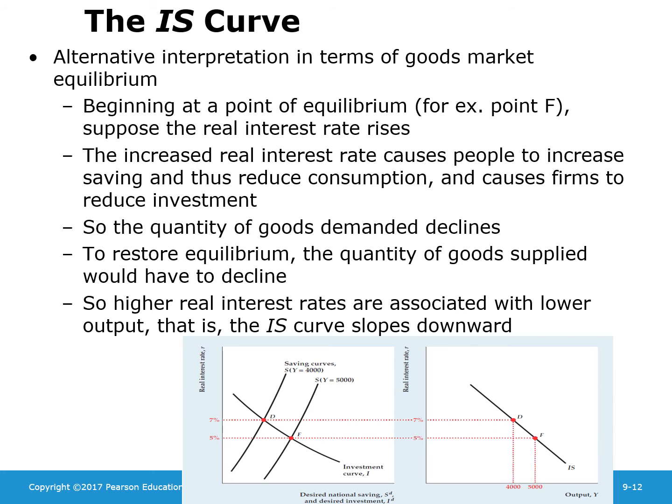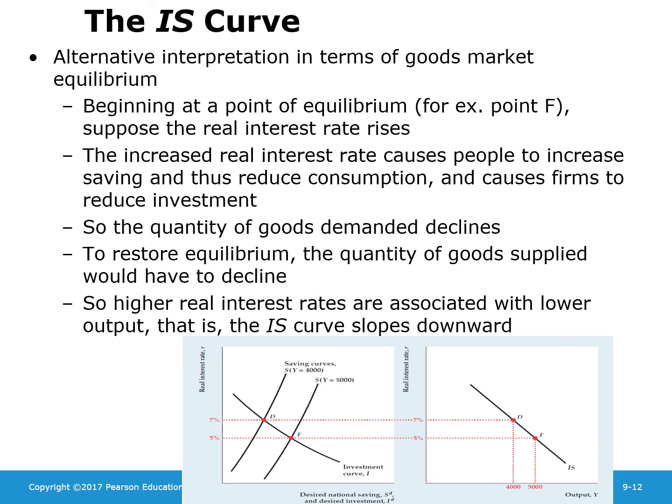Beginning at a point of equilibrium, for example point F, that was the original point of equilibrium. Why is point F an equilibrium point in the goods market? Because, again looking at the curve, it's the point at which saving equals investment. So if we begin at point F and suppose that the real interest rate rises, what happens? When the interest rate rises, this causes people to increase saving and thus reduce consumption, and causes firms to reduce investment. So the effect of the real interest rate is to decrease both consumption and investment.